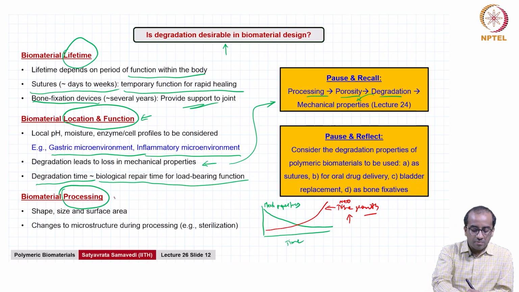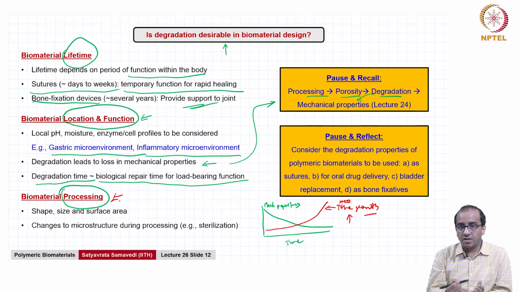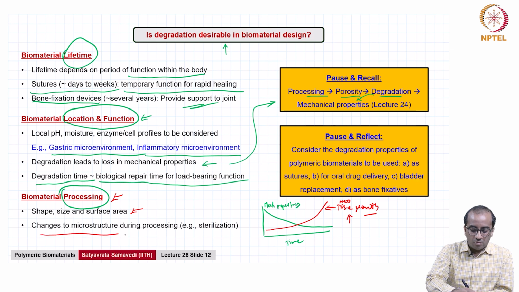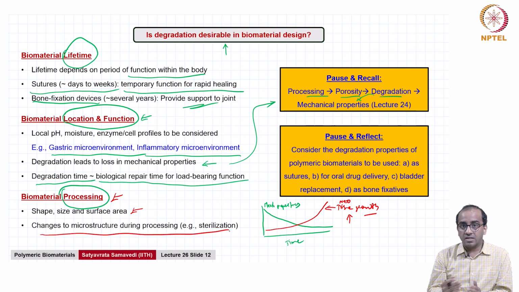Of course, processing is going to have a very important role, because processing, which we will look at in a dedicated set of lectures very shortly, is going to change the shape, size and surface area of the biomaterial, and all of that can have an impact on how quickly water can access, how fast it can degrade and so on. And lastly, one other aspect to keep in mind is that sterilization is often done for these materials before they can be implanted. It's almost always done.